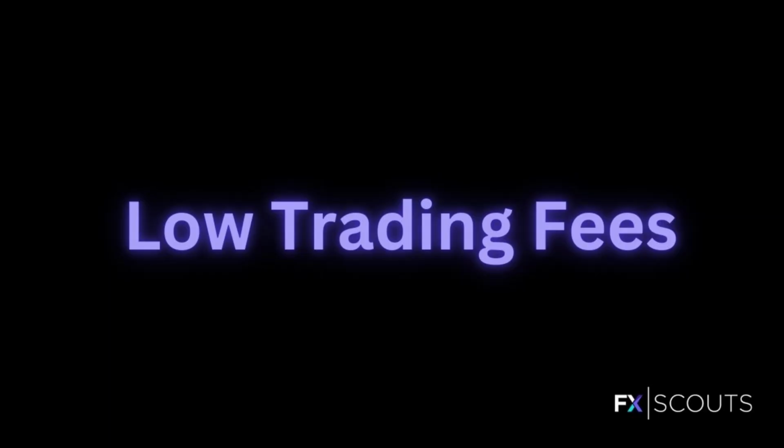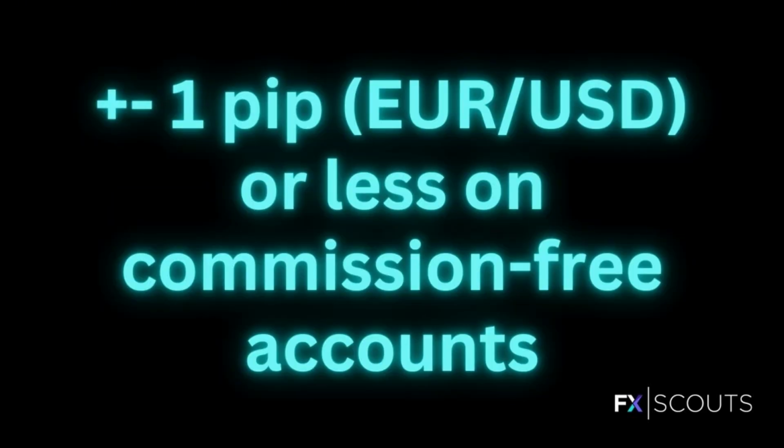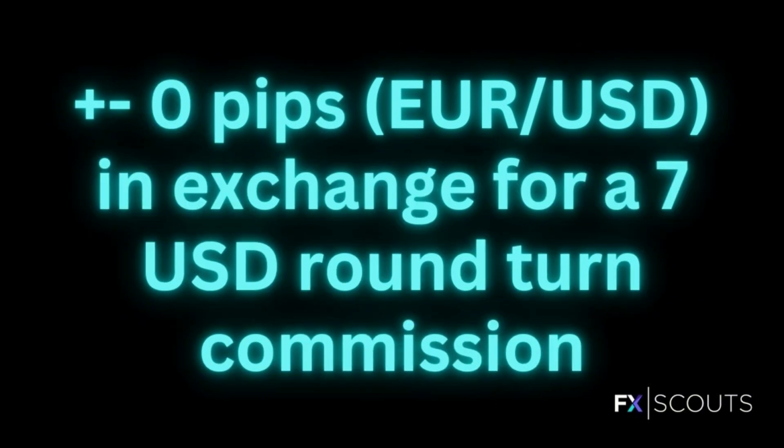And lastly, because we at FX Scouts have reviewed so many brokers, we have come to really understand what the trading cost norms are and what the industry standards are. What we find is that the lowest cost brokers charge a spread of around 1 pip or less, sometimes down to 0.6 pips on these commission-free accounts. And the lowest cost commission-based accounts usually have a spread near or around 0 pips in exchange for a commission of $3.50 per lot per side traded, which means a $7 round turn commission.